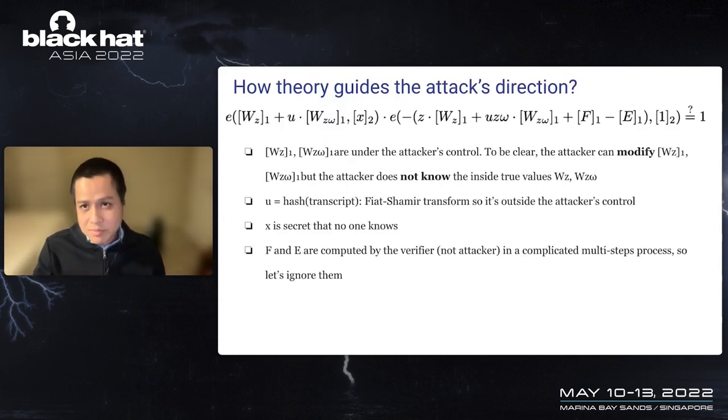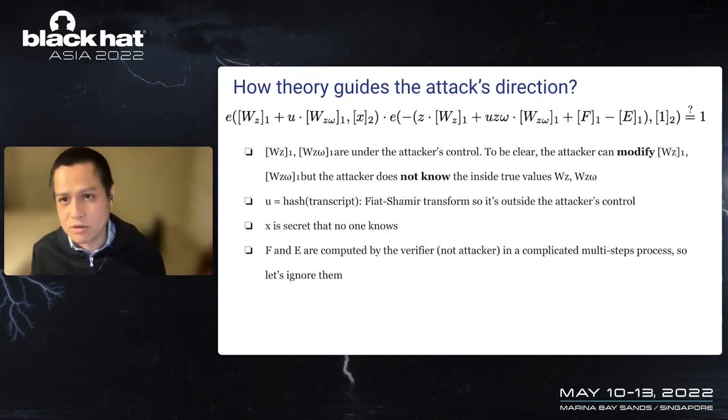So let me give you a little bit of description of the attacker's thoughts from the theoretical point of view. From the formulas, W_z and W_zω are under attacker control. The attacker doesn't know the value, but the attacker can modify it. So we can use that observation later. And u is the hash of the transcript, so it's basically the Fiat-Shamir transform. So it's outside of attacker control. The attacker can't do anything about it. Well, if there's some bug in the Fiat-Shamir transform, then yes, but in general, no.